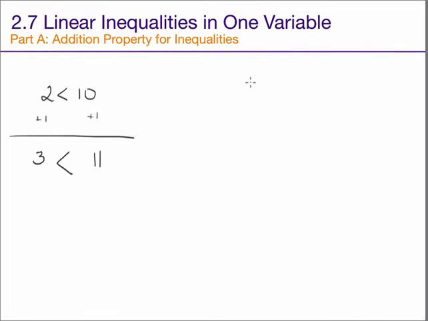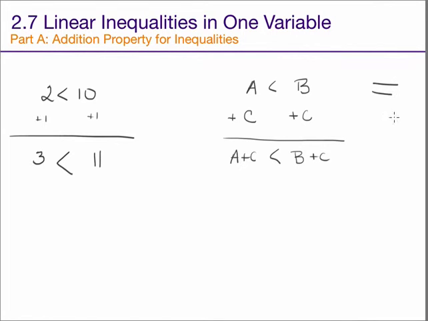So no matter what I have on either side of an inequality statement, I can add the same amount, or subtract it, from both sides, and I'll still have a true statement. This is called the addition property for inequalities. All that really matters here is that you recognize that whether you're working with an equation or an inequality, you can add or subtract the same number from both sides without changing the truth of the statement.